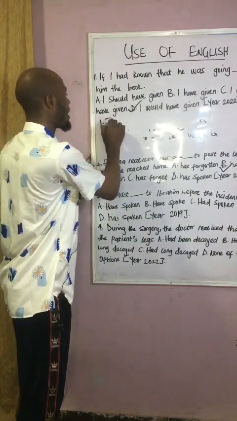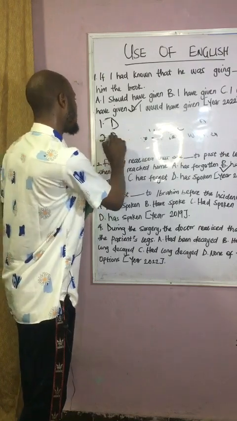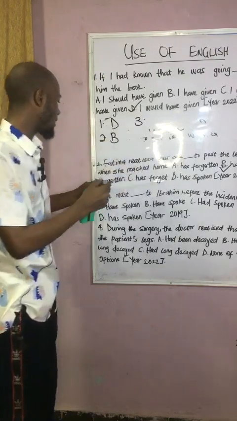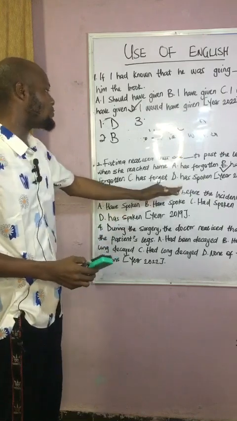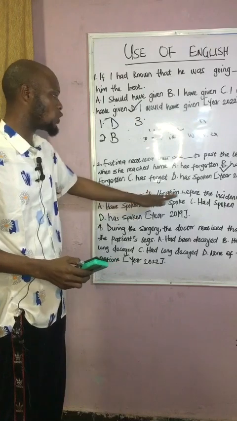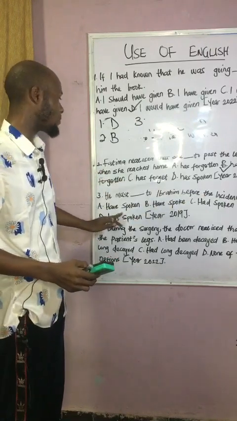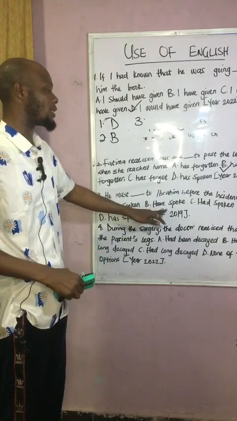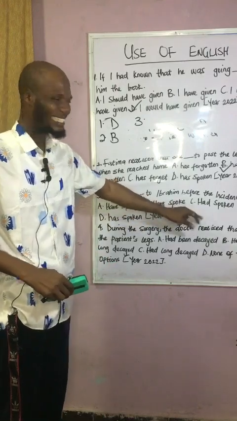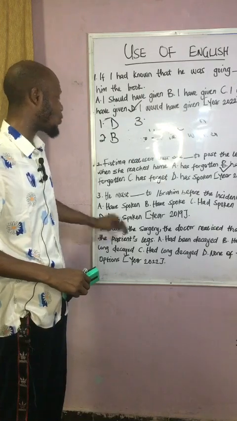Question 1, the answer is D. Question 2, the correct answer is B. Question 3, he must dash to Ibrahim before the incident. We have spoken. Here we have spoke. C, we have had spoken. And the final option we have as spoken.